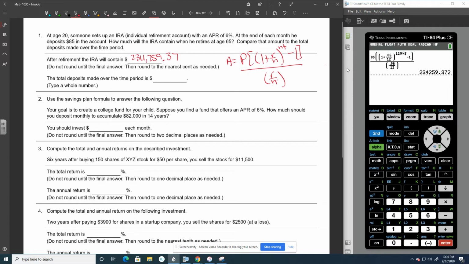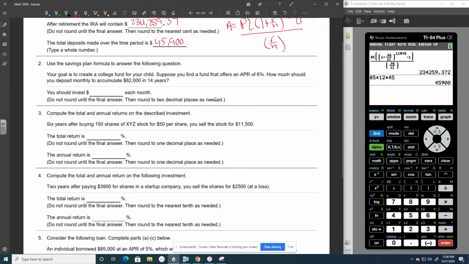And then it asks how much of that money is from the actual deposits. Well, if I deposit $85 every month for 45 years, then the amount from deposits is 45,900. So I just multiplied how much I actually deposited. The rest of that money is all coming from interest. And that's a great interest rate. If you could get something like that set up, you'd be in a good spot.